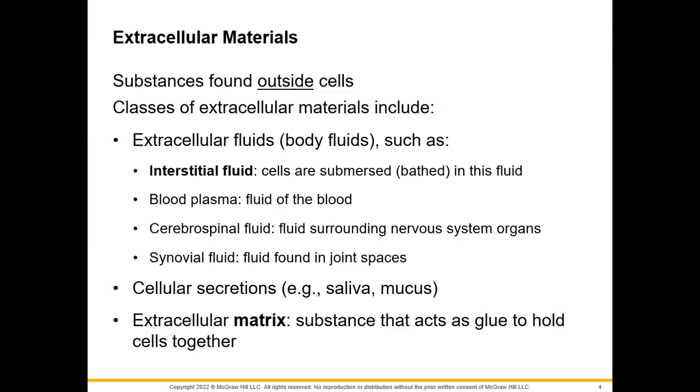Extracellular materials include cellular secretions like saliva and mucus, tears. An extracellular matrix is the substance that acts as glue to hold cells together. We'll talk way more about matrix in Chapter 5 with tissues.